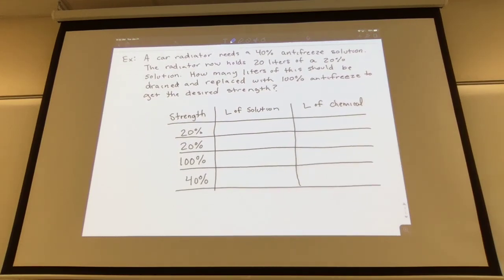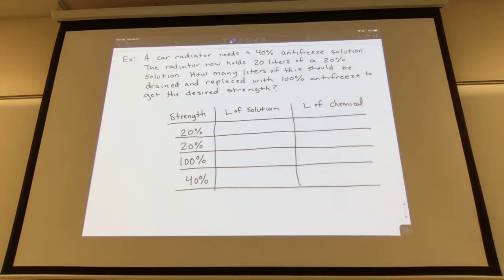Okay, let's look at another one like this. A car radiator needs 40% of antifreeze. The radiator holds 20 liters of a 20% solution. How many liters of this should be drained and replaced? So we got a little bit of extra going on here with 100% to get the desired strength. We're going to start with our strengths usually, and anything that's listed we're going to put those, and then the liters of the solution, and then the liters of the chemical, as in what we want.